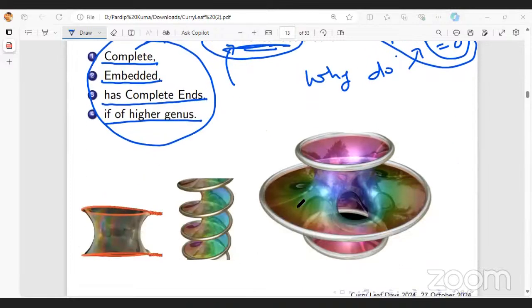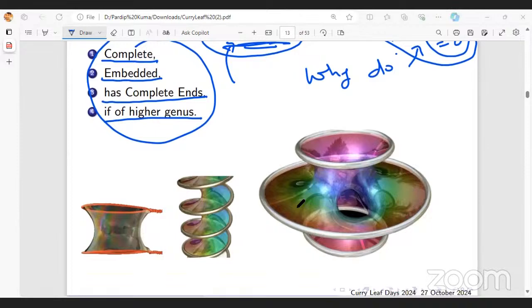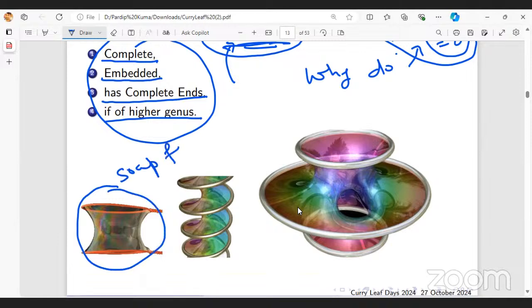Here I just took some pictures from the internet. So these minimal surfaces are related to what people call soap films. You can see this is what people call a catenoid. When you revolve the catenary, you also get the same picture. So this is also part of minimal surfaces. So how do we understand the minimal surface for this?